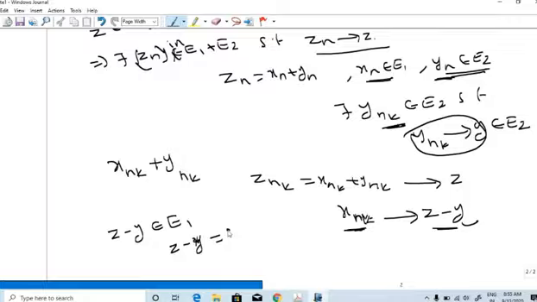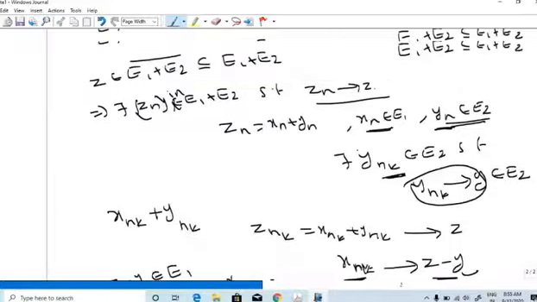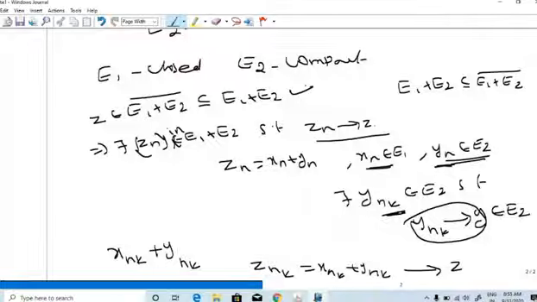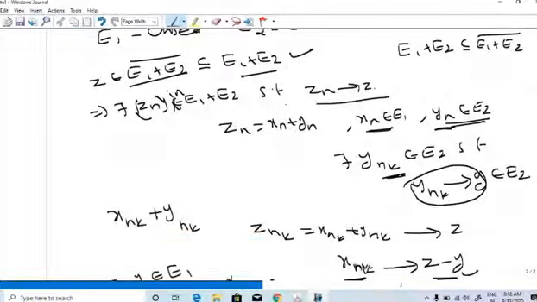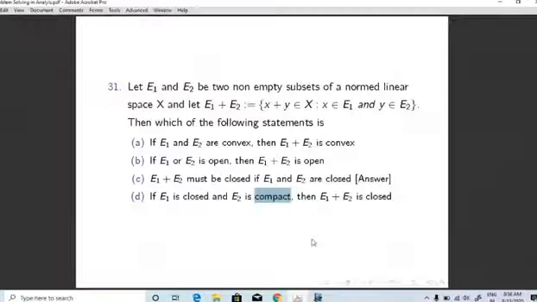Maybe we call it x. Therefore z equals x plus y. Since x is in E1 and y is in E2, therefore z is in E1 plus E2. Therefore, we take an arbitrary element z in E1 plus E2, and that element should be in E1 plus E2. If we take the closure, an element in the closure should be in the set. Therefore, the sum of a closed and a compact set is always a closed set.